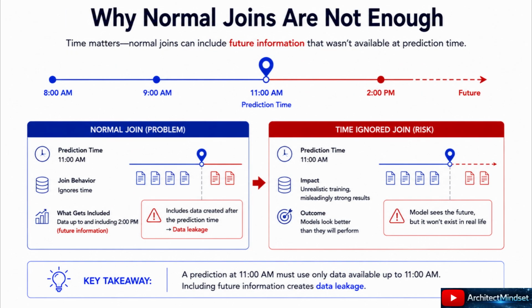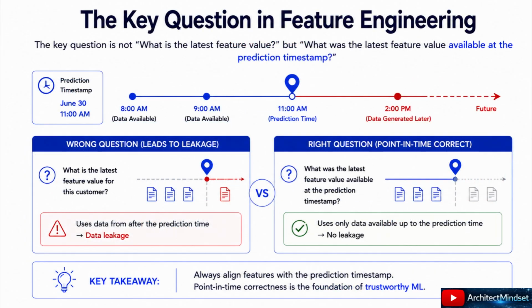In enterprise feature engineering, time matters. If a prediction is required at 11 a.m., the model can only use information available up to that moment, not data generated later, such as a transaction at 2 p.m. Including future information creates an unrealistic training environment and misleadingly wrong results. The key question is not what is the latest feature value for this customer, but what was the latest feature value available at the prediction timestamp. This principle of point-in-time correctness is essential for building reliable machine learning systems.